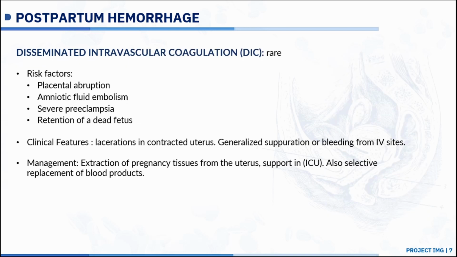Next, we talk about disseminated intravascular coagulation. DIC is rare. Risk factors: placental abruption, amniotic fluid embolism, severe preeclampsia, and retention of a dead fetus. Clinical features: no lacerations, a contracted uterus, and generalized oozing of bleeding from intravenous sites. Management: extraction of pregnancy tissues from the uterus, support in the ICU, and selective replacement of blood products.